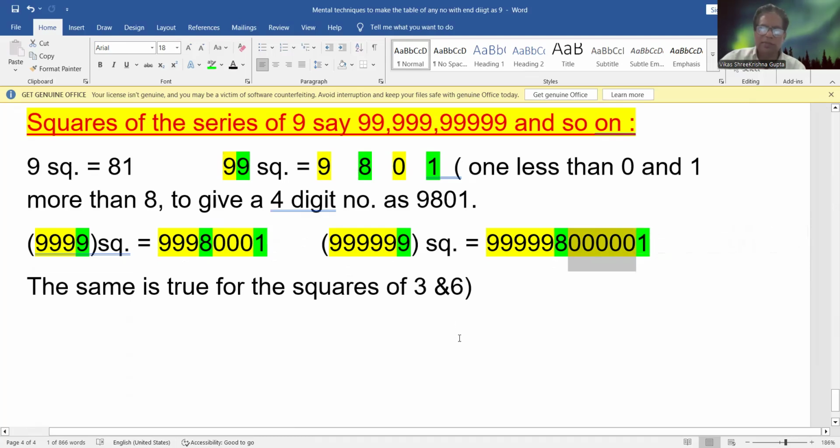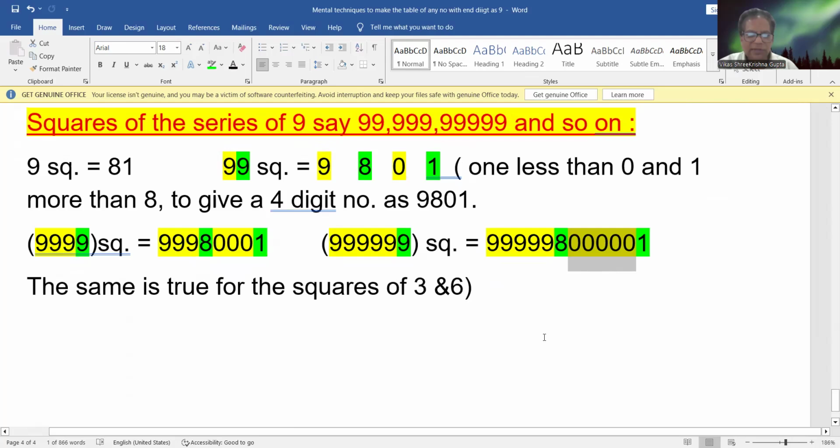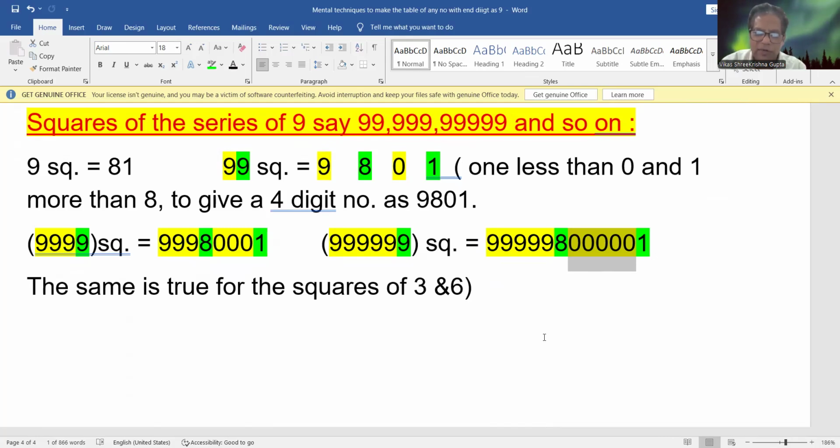So 9 shows a very mysterious property of finding the squares of numbers. In the same way, this property also applies to the numbers 3 and 6, which I have already shown you in some other video, how to find the squares of repeating series of 9, 3, and 6. But for the time being, I have shown you for 9.